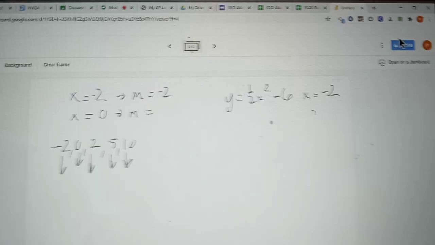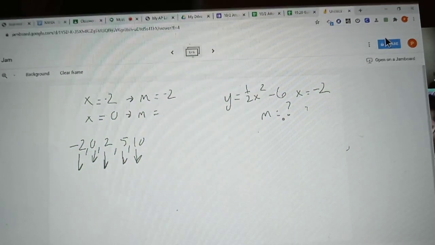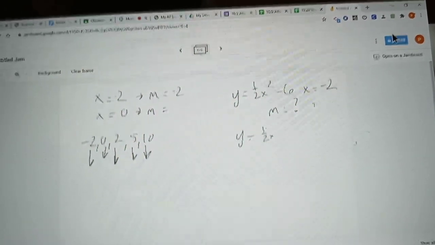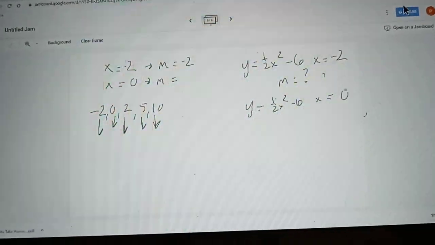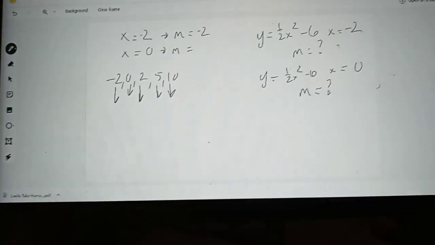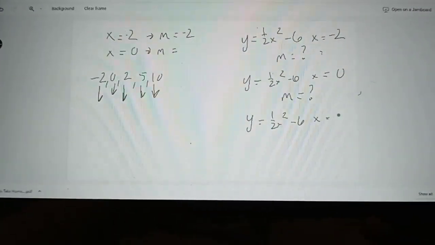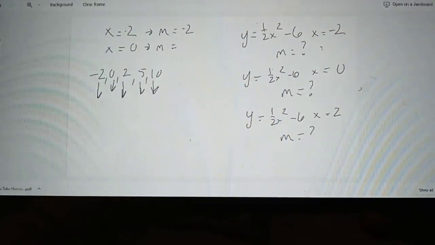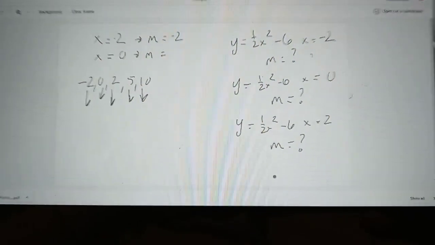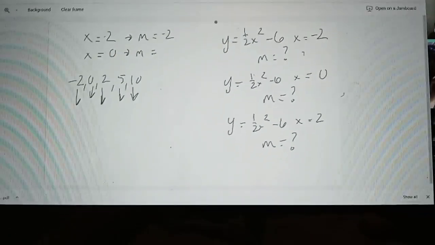I'm going to say at x equals -2. You would figure out what the slope is. And then you do y equals 1/2 x squared minus 6, and then x equals 0. What's the slope? Y equals 1/2 x squared minus 6, x equals 2. What's the slope? Are you with me? So it's going to be like 1, 2.